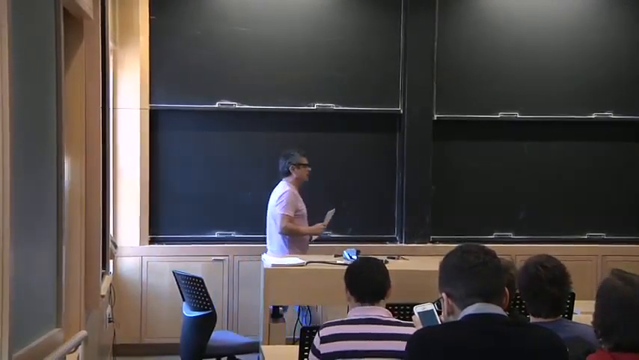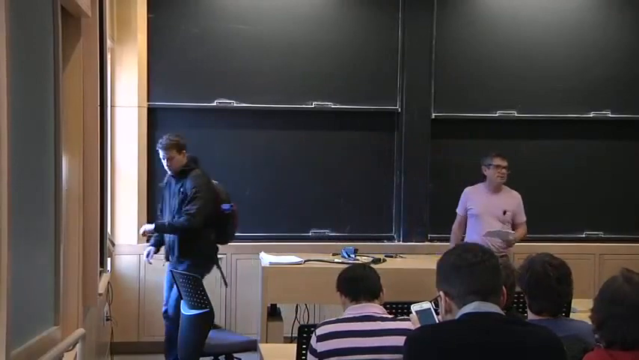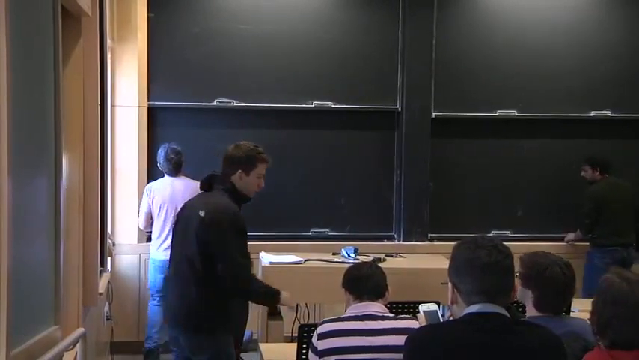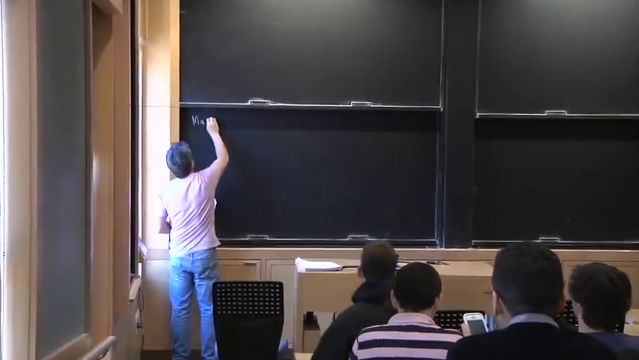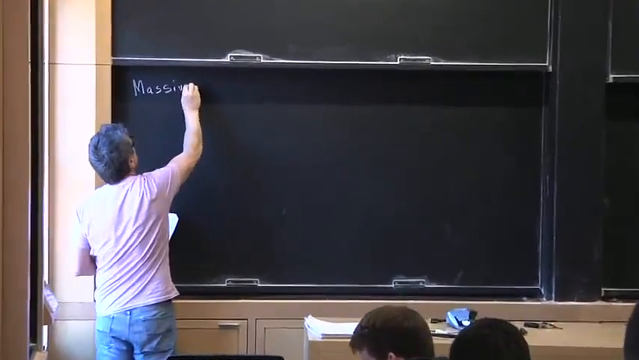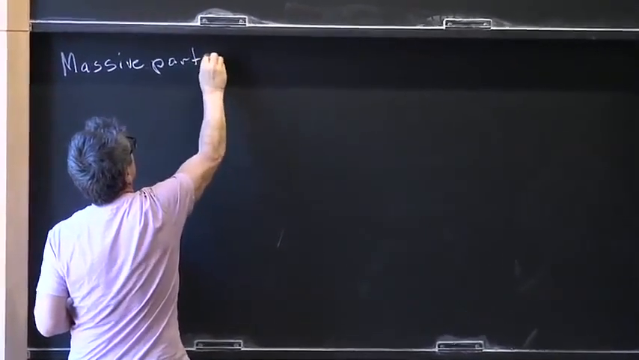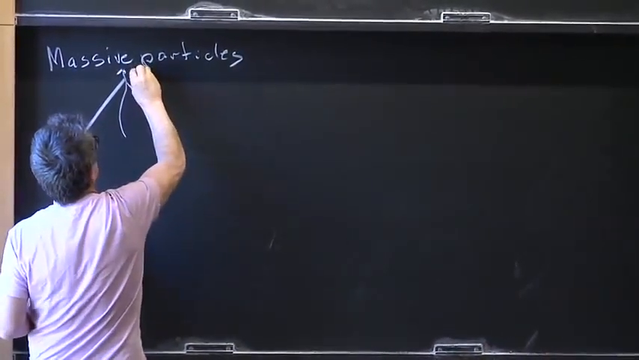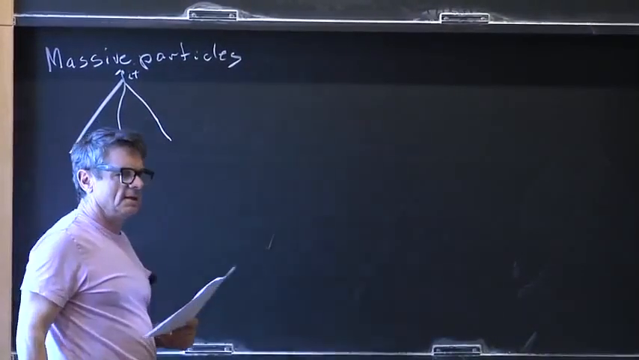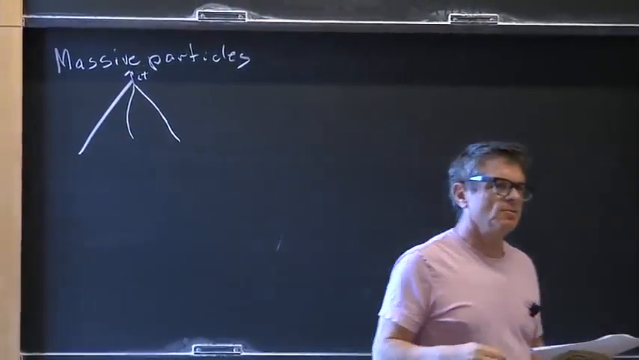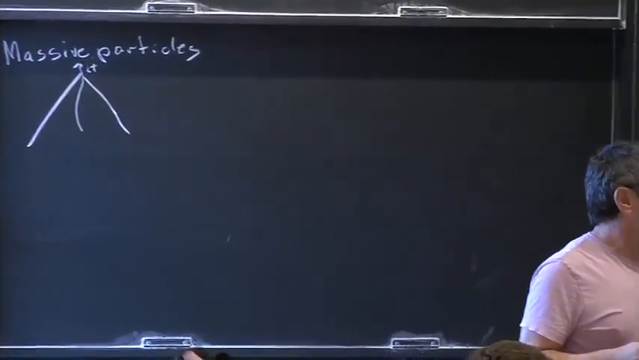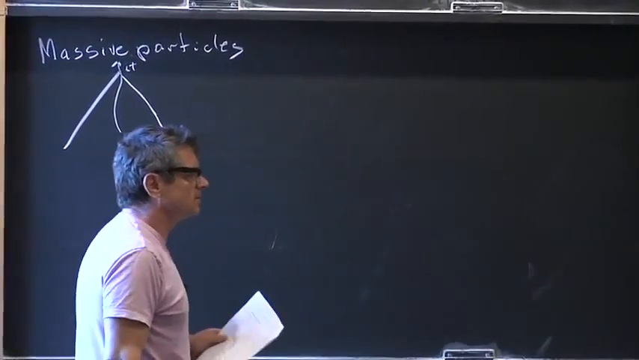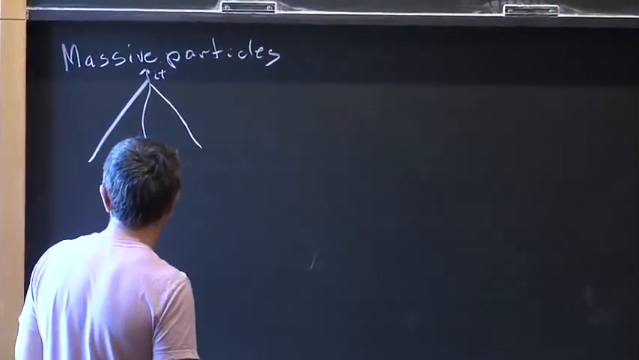I'm going to start by reviewing what we discussed last time. We wanted to discuss massive particles. Since they pierce future time-like infinity, it's not enough just to know what the gauge transformation is doing at null infinity. We want to understand how large gauge transformations act on such particles.